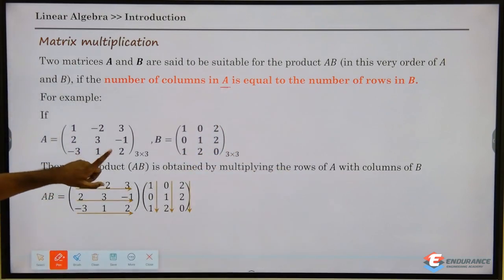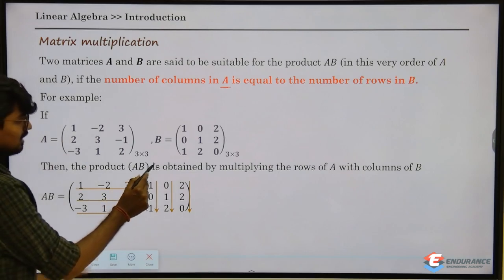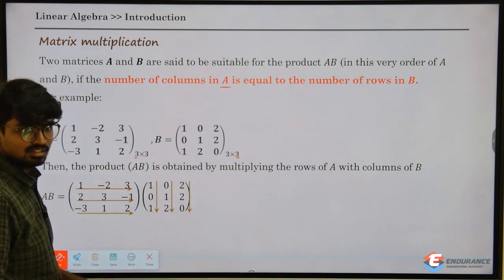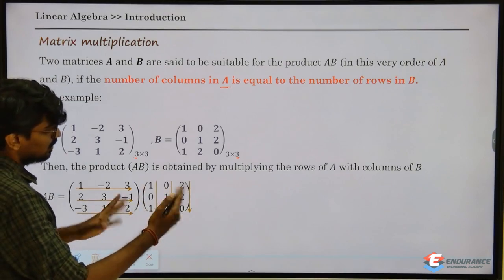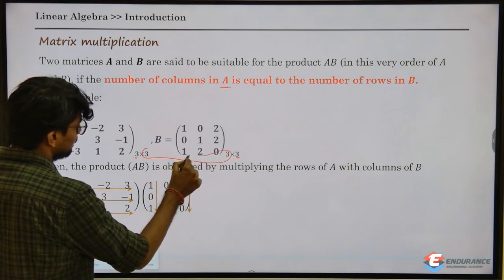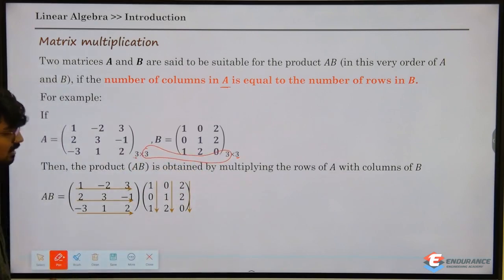So if I am going to multiply A into B, not necessarily these two should be same. It can be anything. It can be square, it can be rectangular, doesn't matter. These two should be same. Okay, if they are same, then I can do the multiplication.